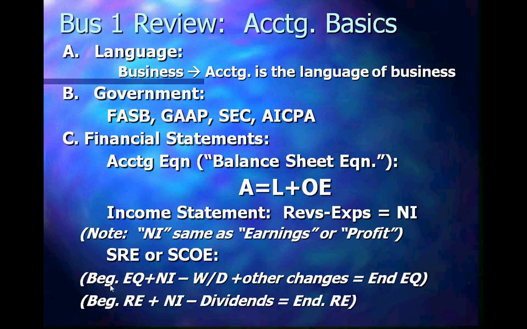For a publicly traded company, you start with beginning retained earnings. That's the sum of all earnings in the company's history less the dividends they pay out, and you start with that beginning balance, add in the net income for this period, subtract out dividends you pay to shareholders, and then you come up with your new ending retained earnings.